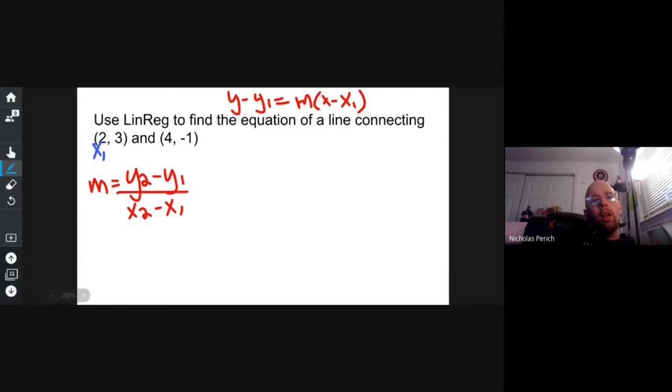x sub 1, y sub 1, x sub 2, y sub 2. Y sub 2 we called -1. Always the minus in the middle. I've heard of Malcolm in the middle, but minus in the middle, that's a different story. Y sub 1. X sub 2 is 4. Always the minus in the middle. I've heard of monkey in the middle, but minus in the middle, that's another different story. And x sub 1 is 2.